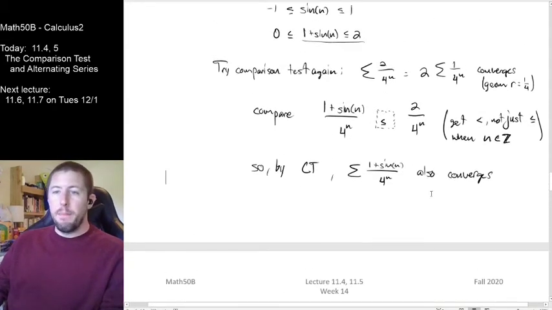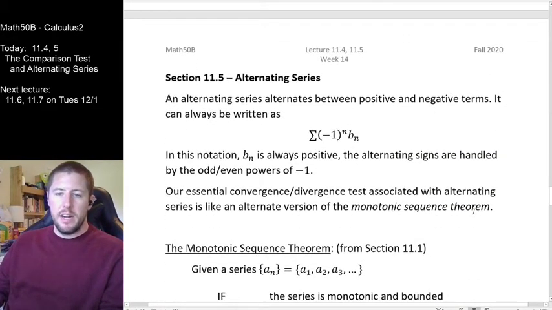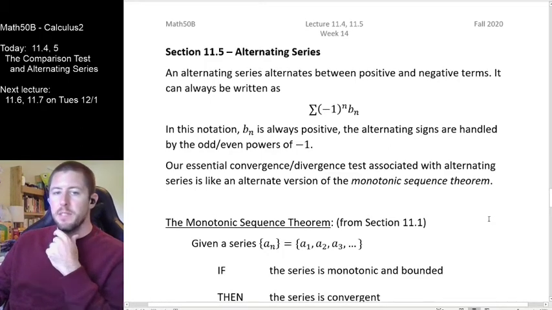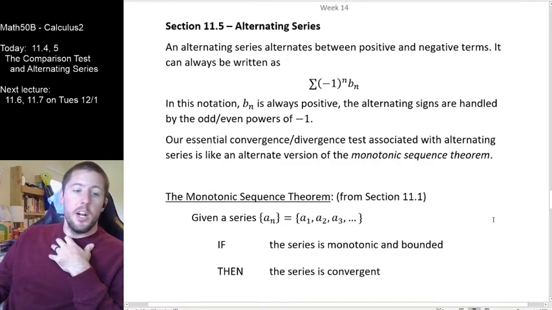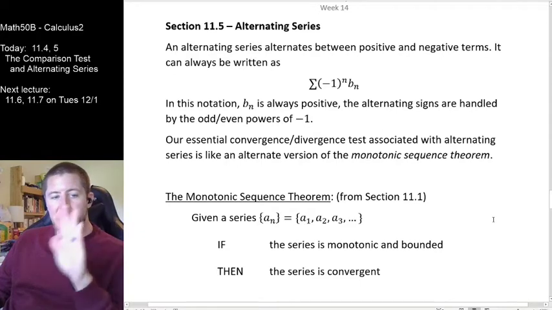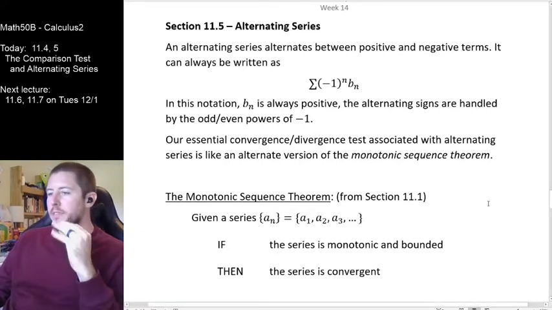So that's our comparison test right here. I want to talk about our alternating series now, and then we'll look at a bunch of examples for these as well. An alternating series is any series that changes sign: positive, negative, positive, negative, positive, negative.